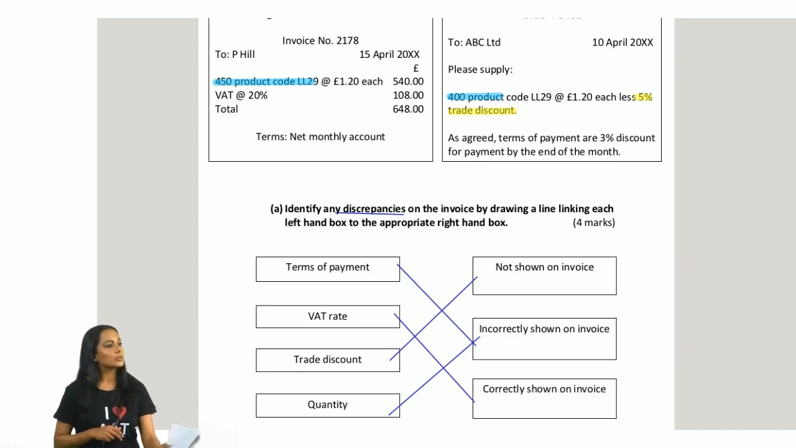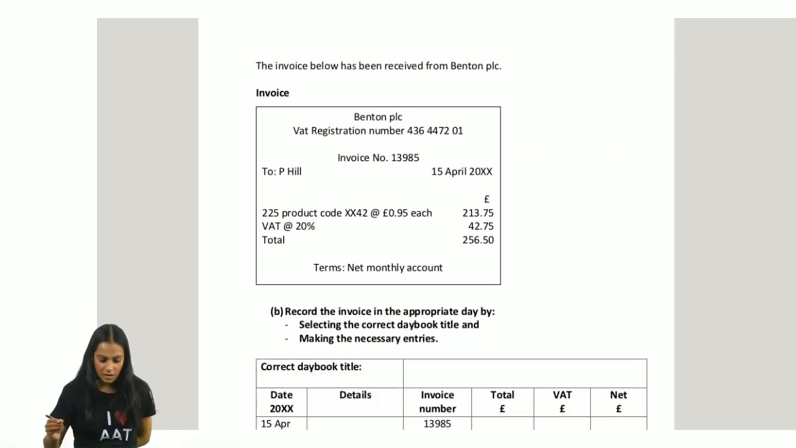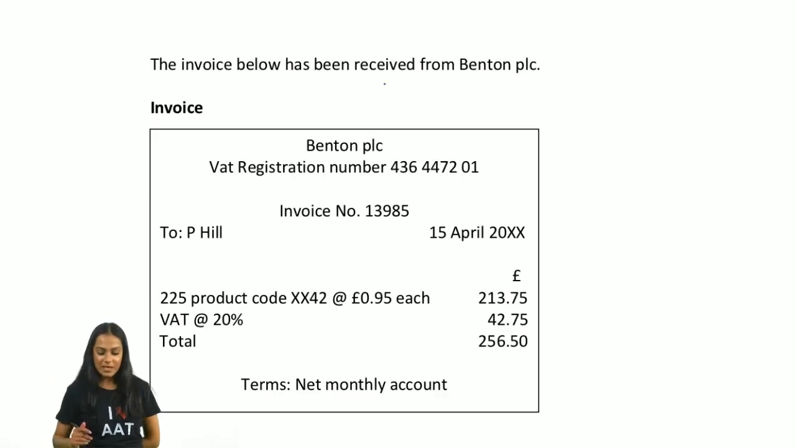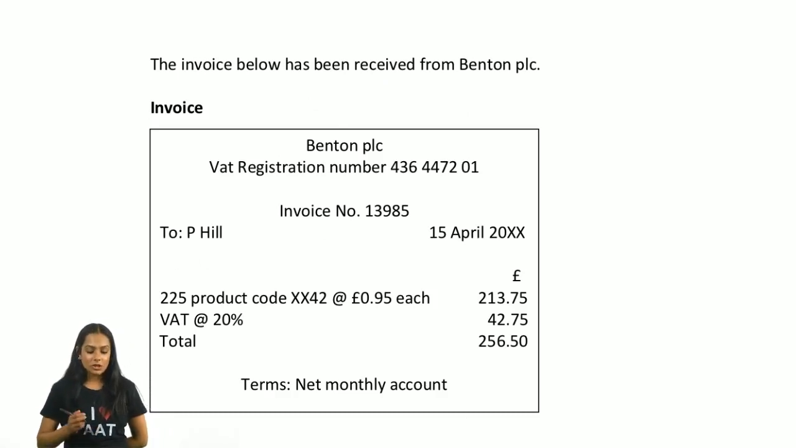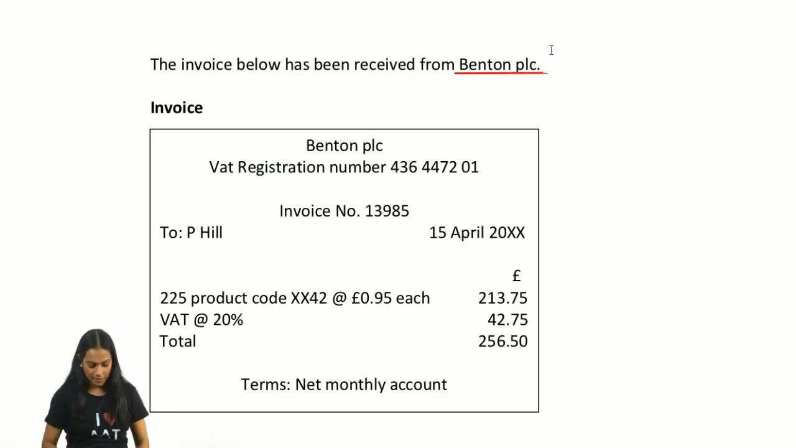Now, allow us to move on to part B of the question. I think I'm going to zoom back in again because any information will not be crossed out. There we go, much better. It says the invoice below has been received from Benton PLC. So the invoice has been received from Benton. So Benton is the supplier.